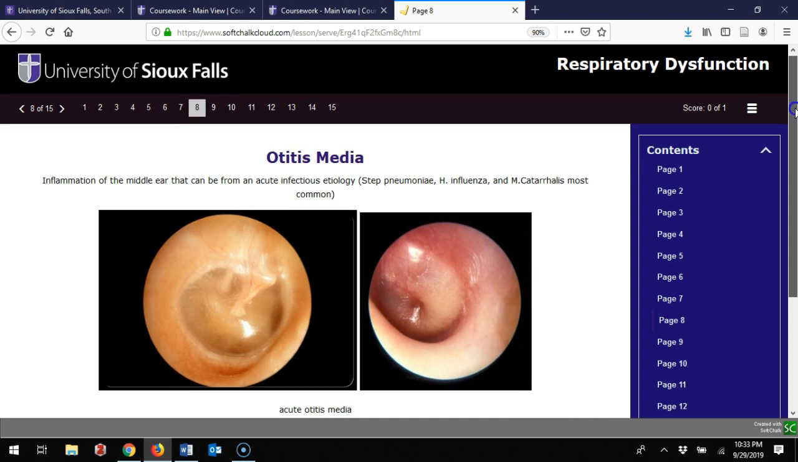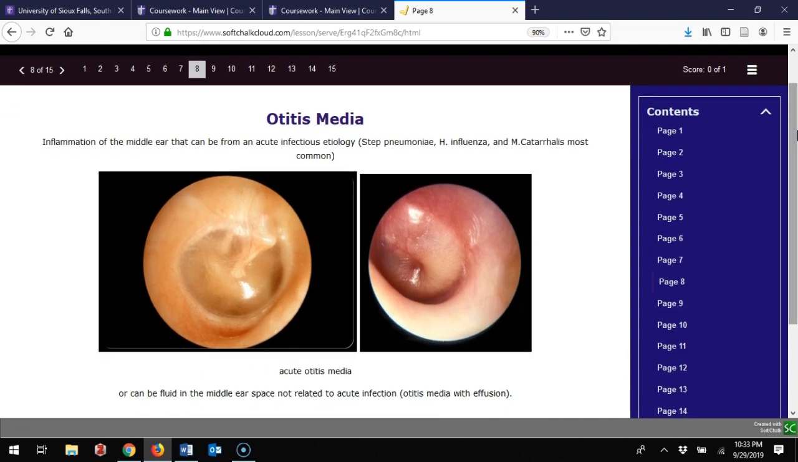So otitis media. Why do we cover the ears when we're talking respiratory? Well, often we're looking at some of the same things that are causing upper respiratory infections that go up through those eustachian tubes and cause complications in the ears. So the 3 major things that can cause an otitis media would be strep pneumo, H. influenza, or M. catarrhalis. And so these things are some of the most common things that we have to treat, and so our treatments are going to be based upon those.